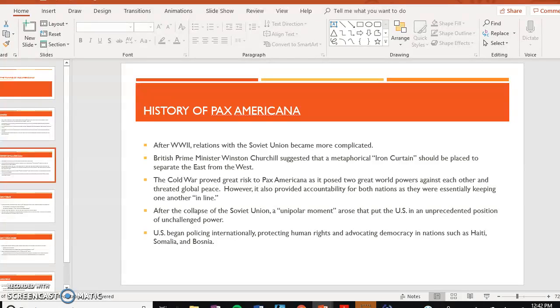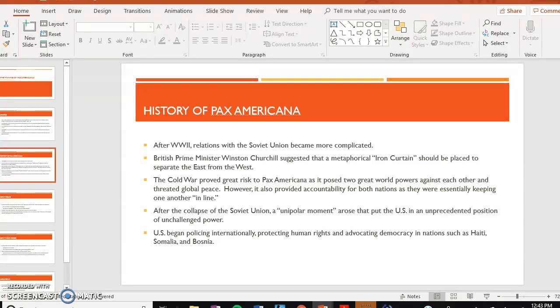And then after the collapse of the Soviet Union, a unipolar moment arose that put the U.S. in an unprecedented position of unchallenged power. The United States had no one opposing them and no one telling them what to do or what they can't do. Their power was unmatched, which was great for the United States, but could be kind of a threat to Pax Americana.